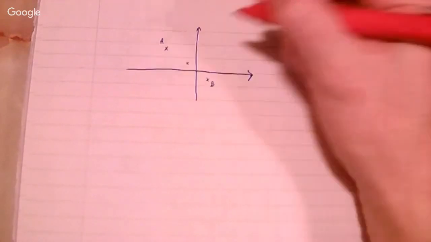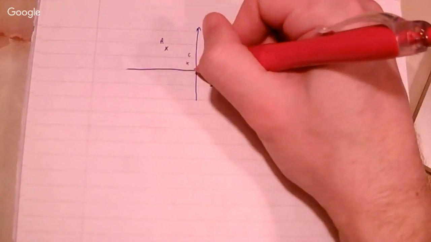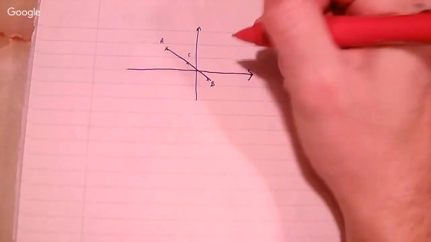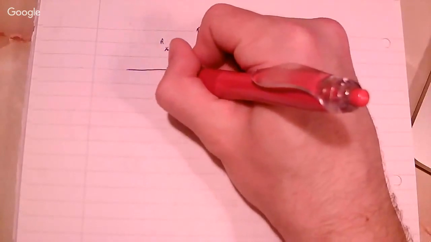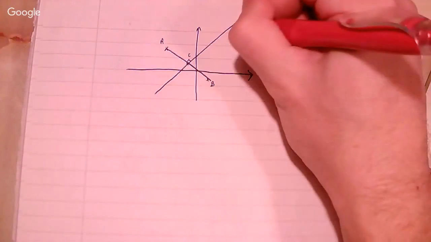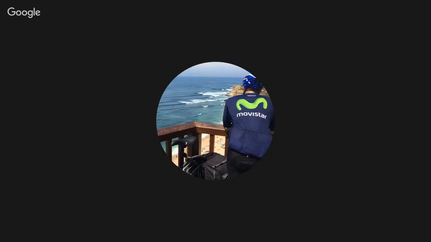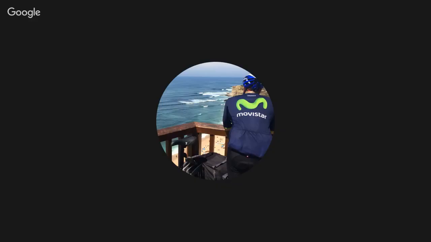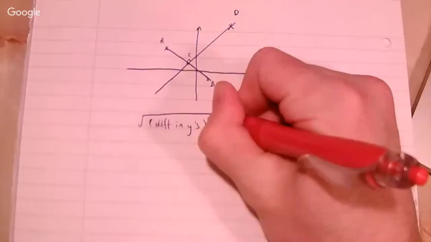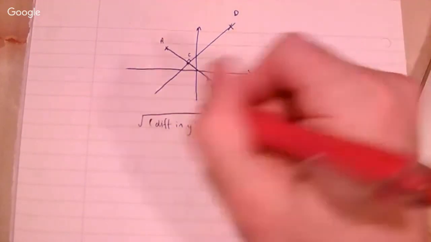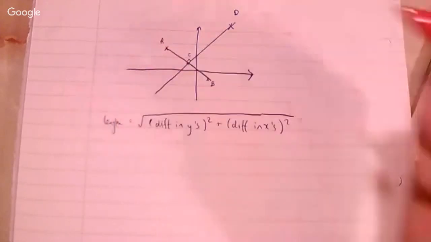C is the midpoint, so that's around there. And then I've got this D point, which is (7, 9), which I know is on the line through C, so that's just a straight line. I know that the line L is perpendicular to that, so it would make a right angle there. D is going to be up here somewhere. To find the length of CA, use the difference in y's squared plus the difference in x's squared, and then square root it. That's basically Pythagoras' Theorem.